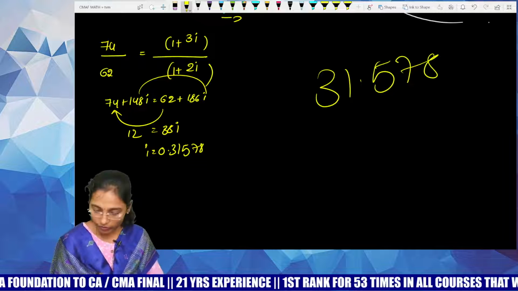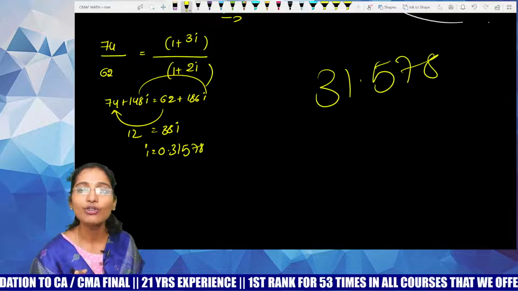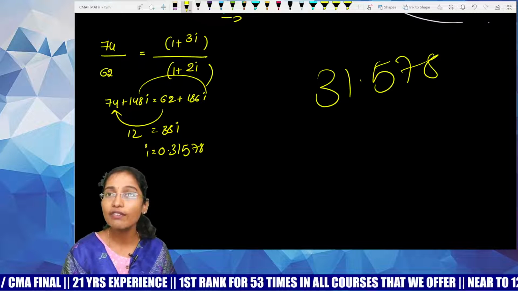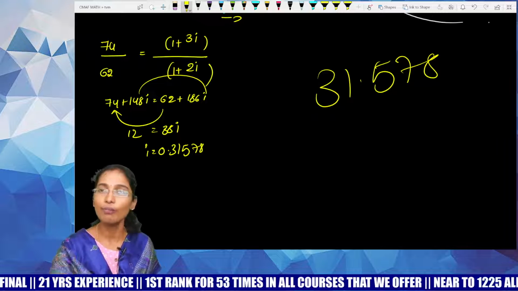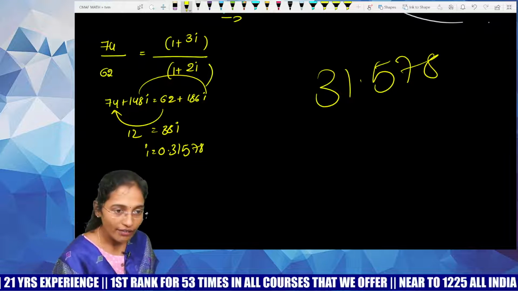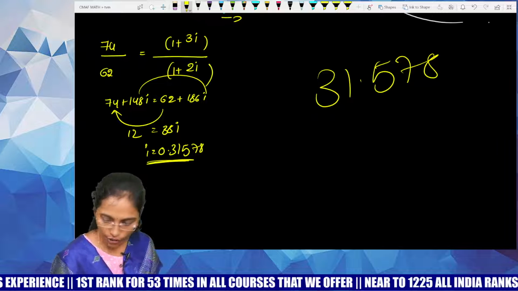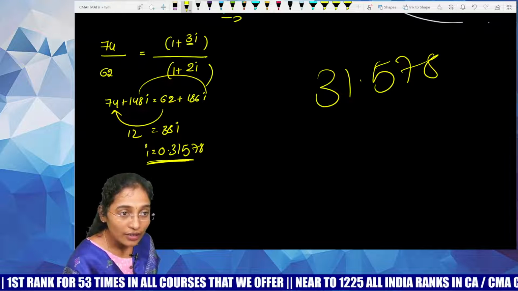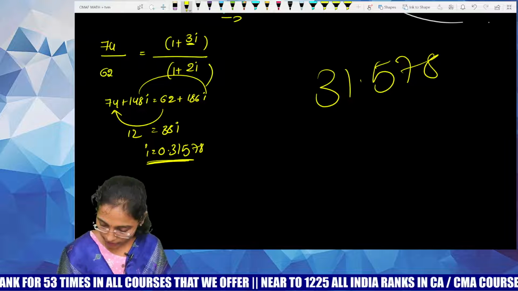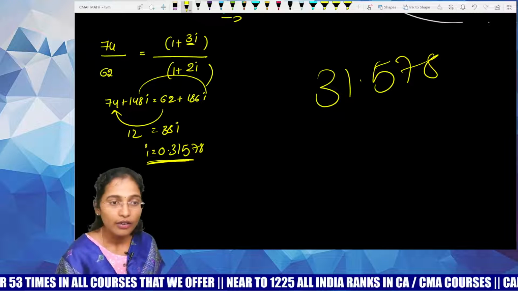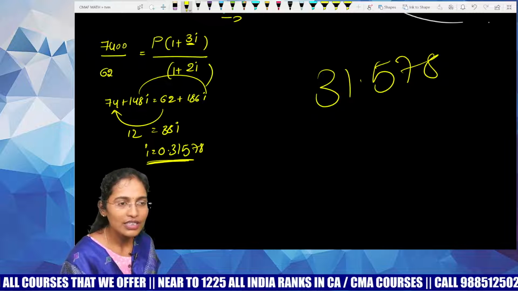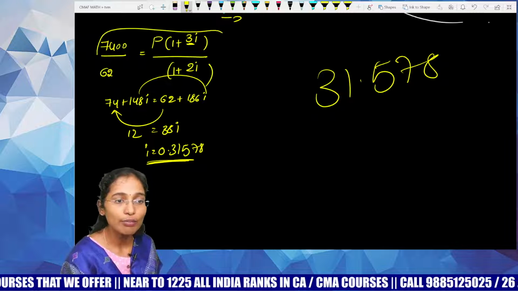Listen to me, guys. Keep that value in your calculator only, because we need that value. 31.578 is approximately taken as 31.58. So now you know the I value, right? You have this value, 0.31578, no? Multiply that with 3 and then add 1. So this is actually P into something, and this is actually 7,400, which I am using from my numerator.